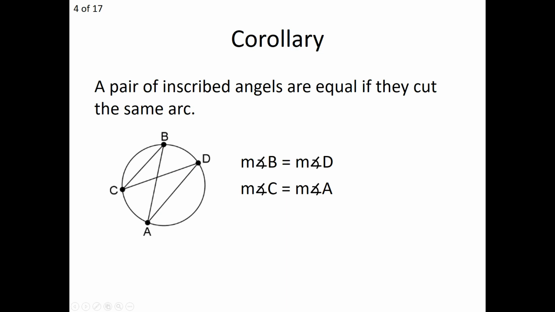So this one says that if you've got two inscribed angles that cut the same arc, then those two inscribed angles must be equal in measure. In other words, in this diagram, angle B and angle D cut the same arc, arc AC, which means you can claim angle B and angle D must be equal to each other. You can also claim angle C and angle A are equal to each other because they also cut the same arc. They both cut arc BD.